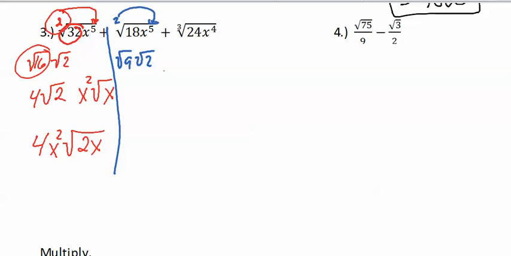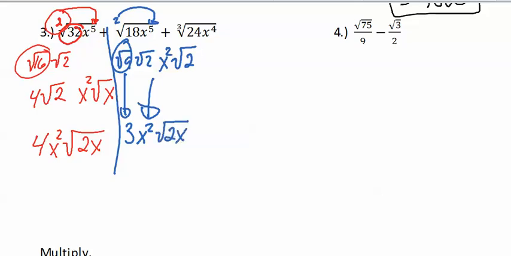2 goes into 5 twice, so I can pull out x squared, and there's 1 left over. So then this becomes 3x squared square root of 2x. I apologize, that should have been an x right there, because there's 1 x left over.